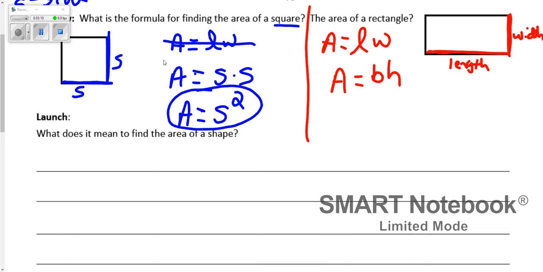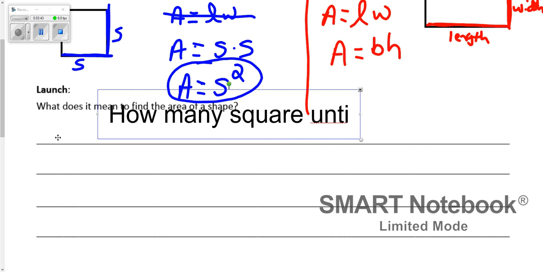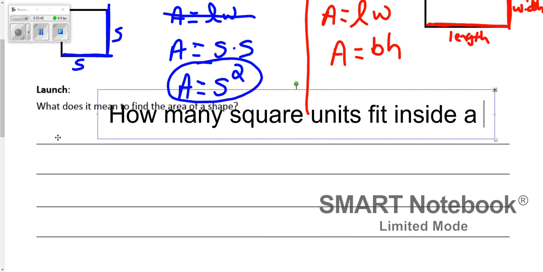Now, the launch is what does it mean to find the area of a shape? And this is important because you have to know when to find the area and when to find other things. If you ask anyone, a high schooler, a college student, an adult, what is area? A lot of them are going to say length times width. But that's just the area formula for a rectangle. That's not what area is. So what does it mean to find the area of a shape? When you find the area, you are finding how many square units fit inside a shape.